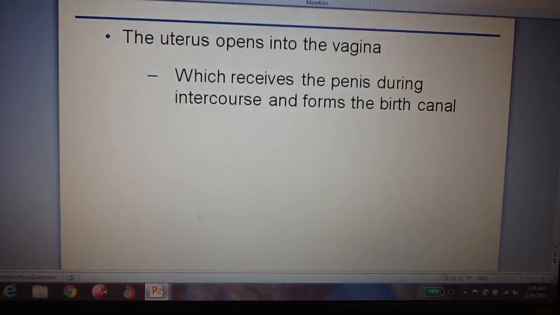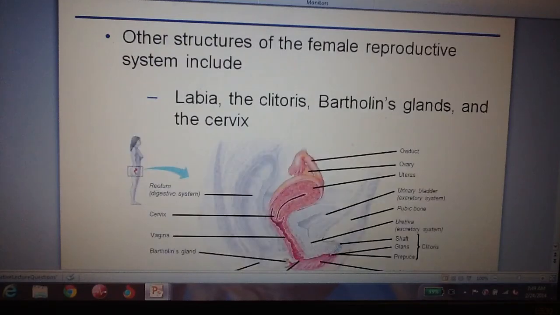The uterus is the structure in which an embryo will develop. It's where the baby is carried, and it's sometimes called the womb. The uterus is connected to the outside environment through the vagina. The vagina is where sex occurs, where the penis will release sperm, and it can travel through the uterus up into the oviduct where fertilization will occur.